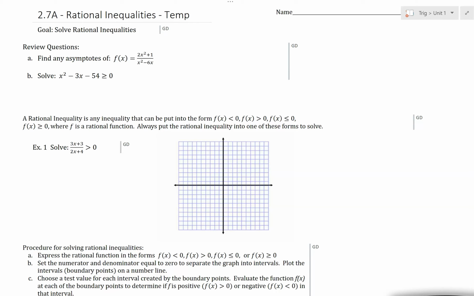All right, welcome back. We are on 2.7a, which is rational inequalities. There are two review questions. I would like you to pause the video and work them out. Should only take you a couple of minutes, and then I'll come back and we'll talk about them.